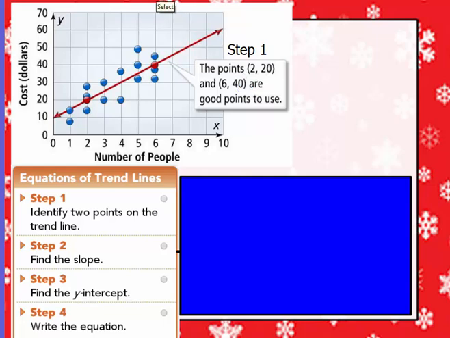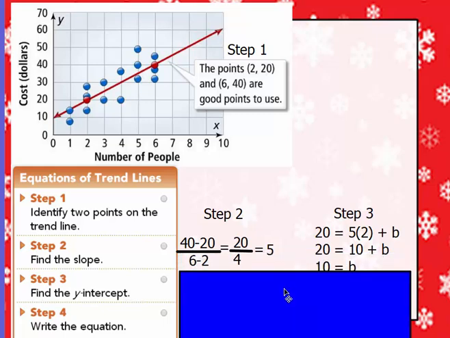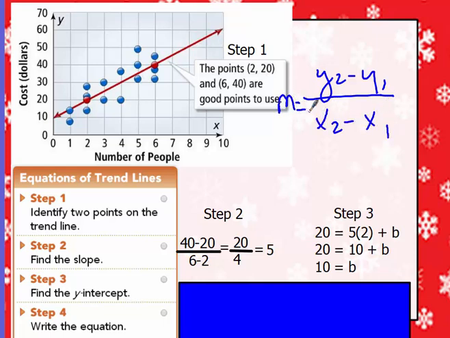The second thing that we do is find the slope. If you remember, to find the slope you use that little formula: y2 minus y1 divided by x2 minus x1, and that's how we find slope. If you look right here, they took the 2 points.